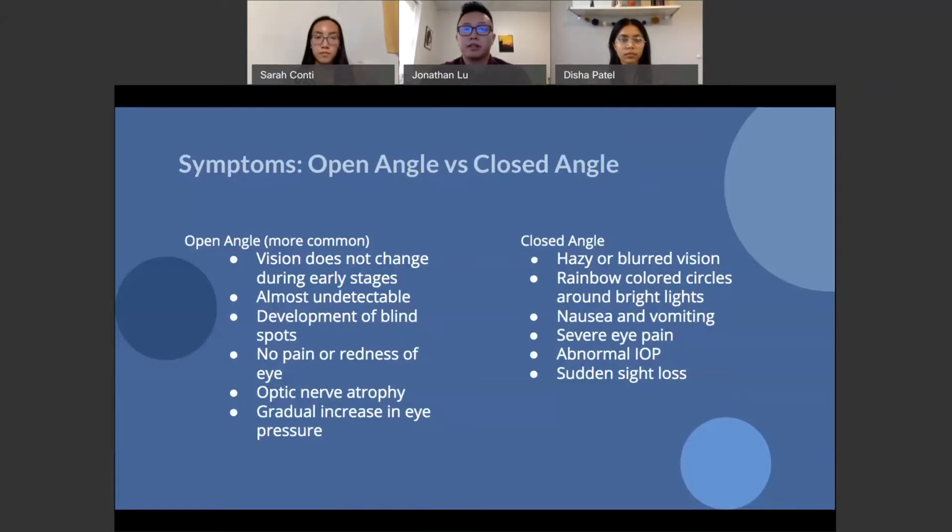As the disease progresses, patients may experience the development of blind spots, optic nerve atrophy, and gradual increase in eye pressure. Doctors have a much easier time identifying cases of closed-angle glaucoma. If a patient experiences these symptoms, hazy or blurred vision, rainbow-colored circles around bright lights, nausea, vomiting, severe eye pain, abnormal IOP, or sudden sight loss, and is diagnosed with closed-angle glaucoma, they need to seek care immediately. This form of the disease can result in irreversible damage if not treated.